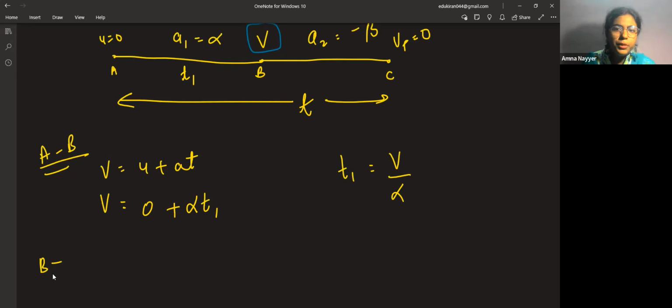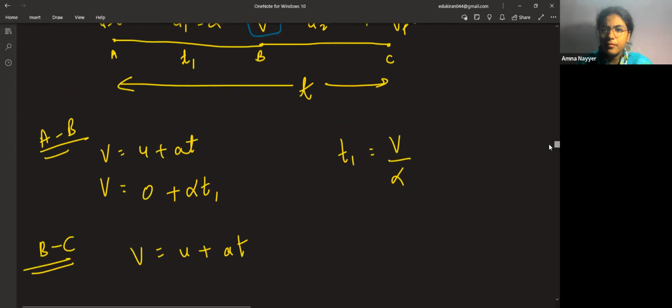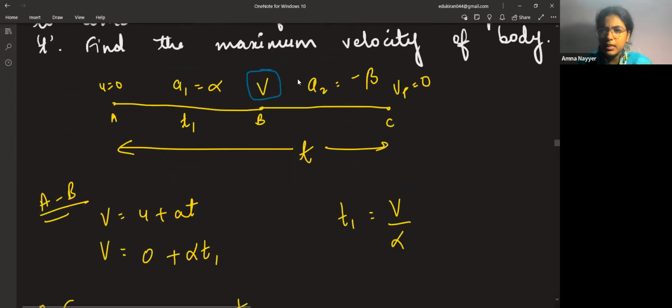Coming to B to C. Now if I again apply this equation, V is equal to U plus AT, what all things are mentioned to us? Initial velocity, final velocity. Just look at this segment BC. This portion BC. This is our starting velocity. This is our ending velocity. This is the acceleration.